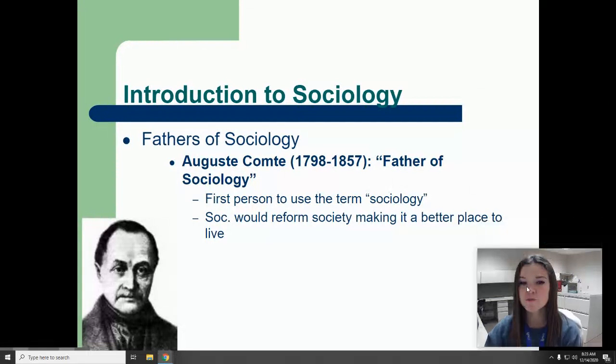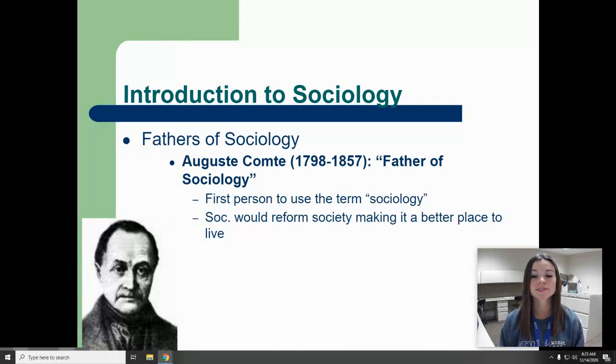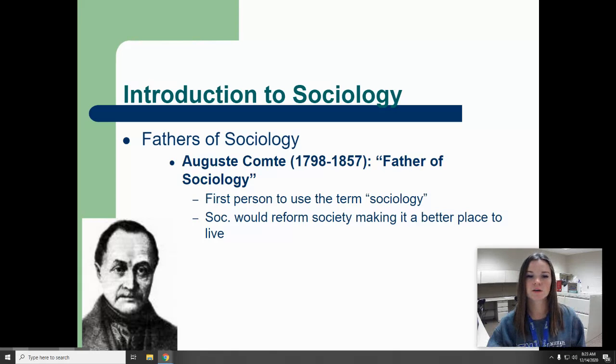Next, we're going to talk about a few of the fathers of sociology. Not all of them, but a couple of them. First, Auguste Comte, who lived from 1798 to 1857. He's known as the father of sociology. He was the first person to use the term sociology, and he believed that sociology would reform society by making it a better place to live. That's truly what Comte embodied.